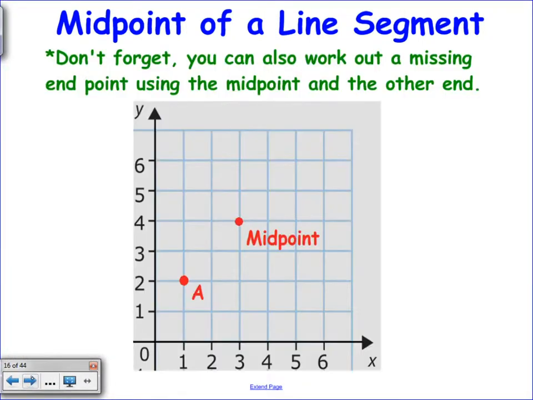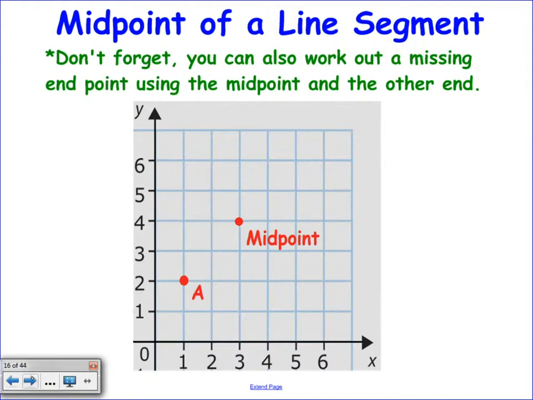There's another example. The other type of question they can give you is where they give you one of the points on the line segment and the midpoint, and you're expected to find the other end of the line segment. Okay? So here I've got the start of my line, and I've got the midpoint of my line, so I need to find out where the end of my line is.